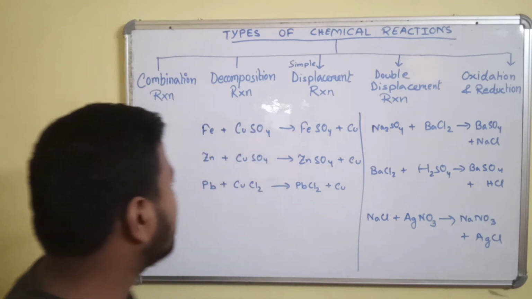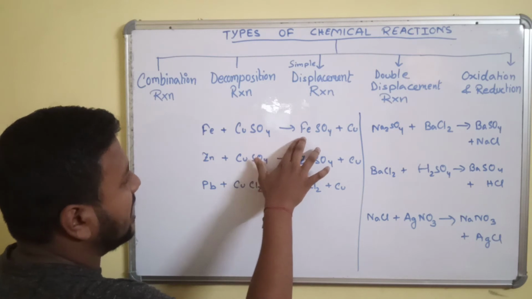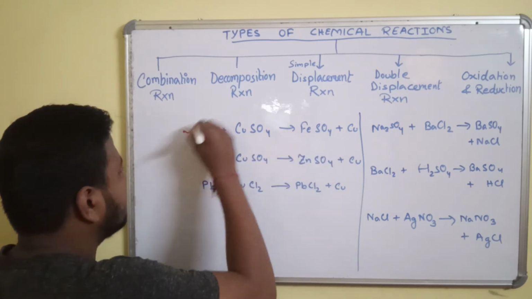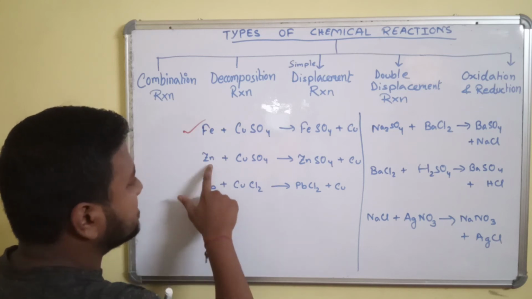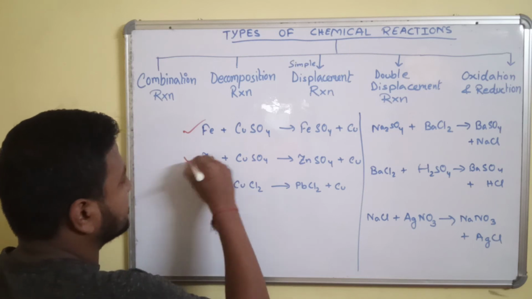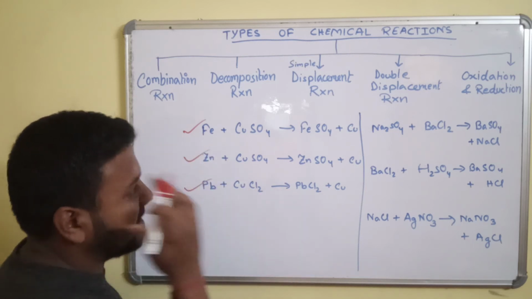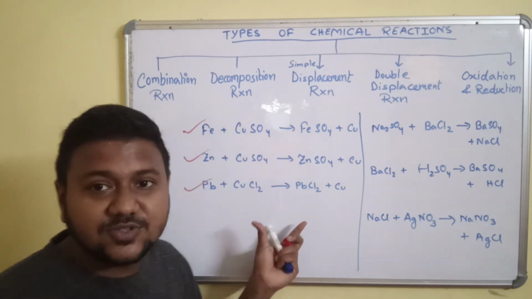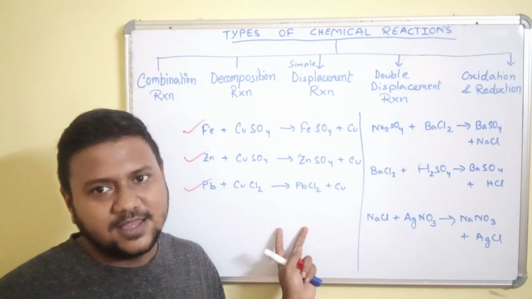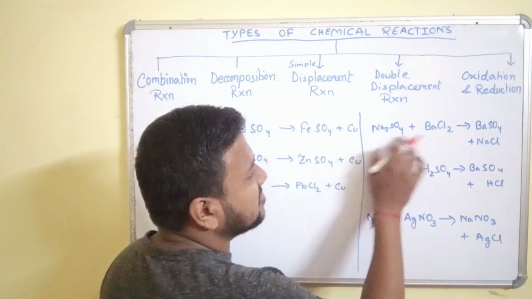Now let us try to balance these equations. Here we see one atom of iron and one atom of iron, and the sulfate is balanced. This is balanced. Now zinc, copper, SO4. This is also balanced. Pb, Cl2, copper. This is also balanced. Clear? Many reactions we will observe are already balanced. We need not balance them. Over here we will see this particular reaction is not balanced.